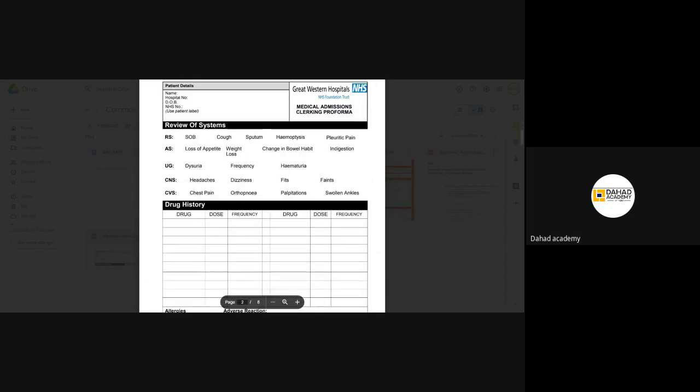and then quickly do some review of the other systems, as you mentioned in the present complaint there: shortness of breath, the cough, the sputum, the hemoptysis, whatever the patient has.